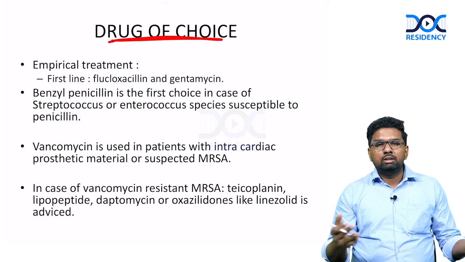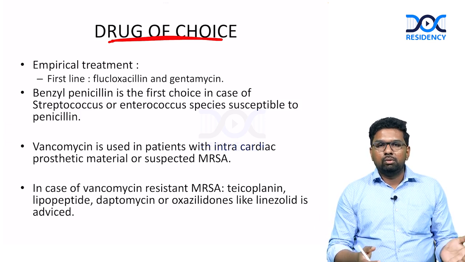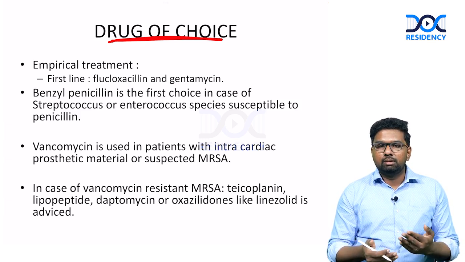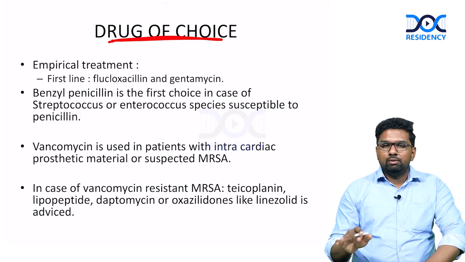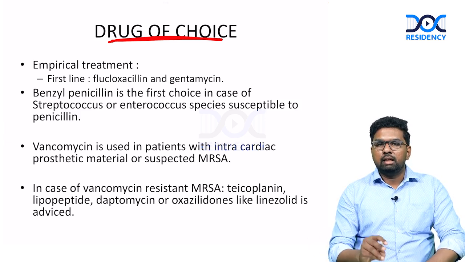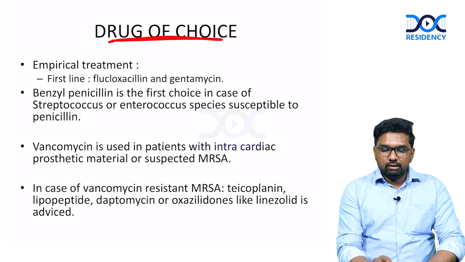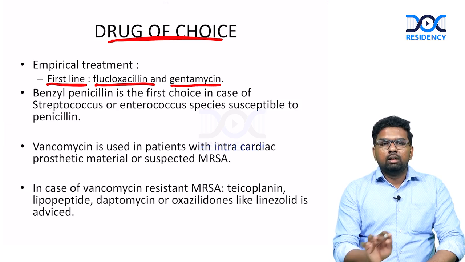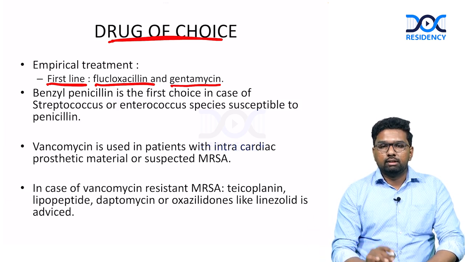Right now we don't know what the blood culture positivity report is and what drugs the organism is susceptible to. So we should go with an empirical treatment. We should not wait for the culture sensitivity report. We can start with an empirical treatment. The first line drugs for empirical treatment are flucloxacillin and gentamicin. These are the first line drugs of choice for empirical treatment of infective endocarditis.